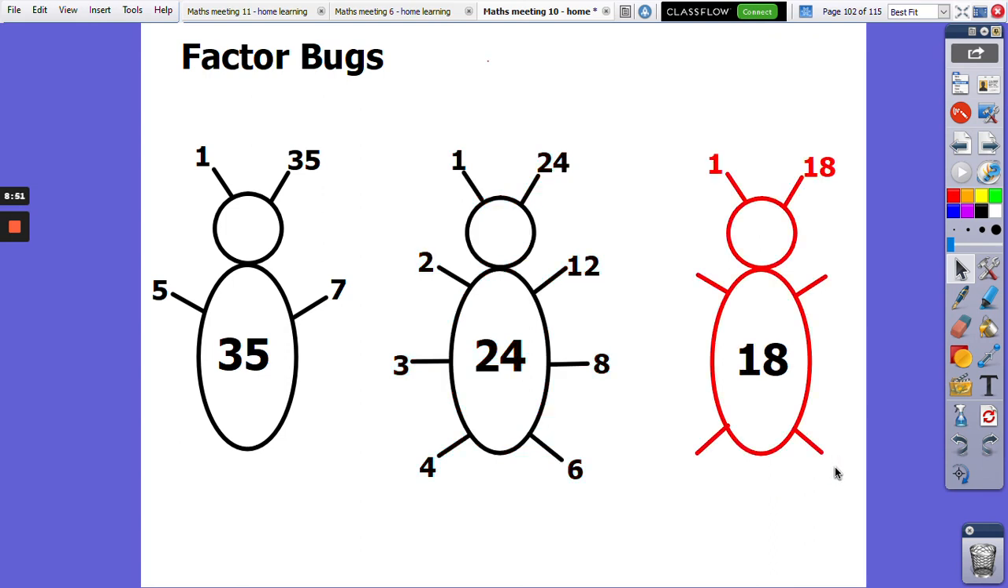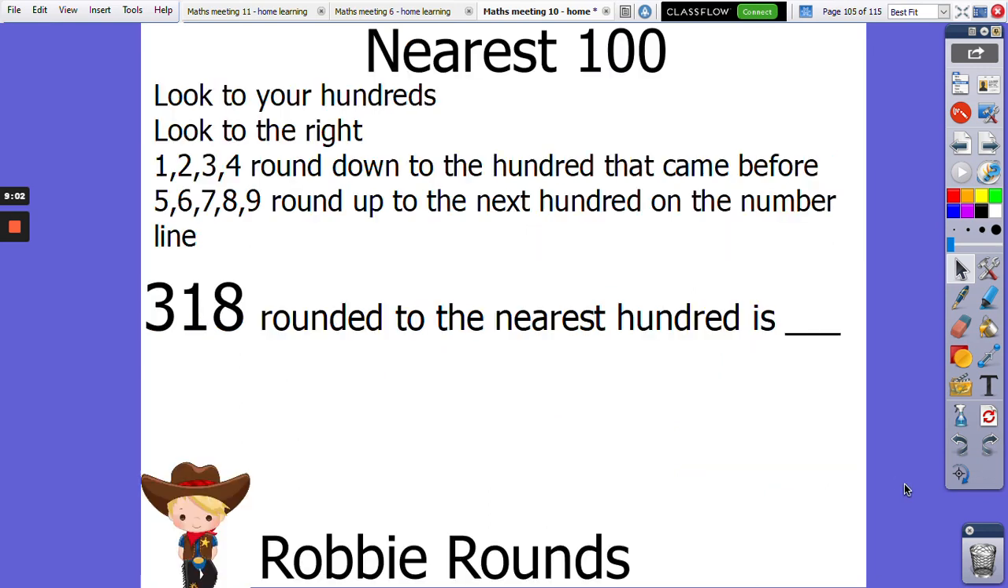We've got 18 now. So we've got 1 and 18. 1 multiplied by 18 equals 18. 2 and 9. 3 and 6. Well done, you've got all 3 of those factor bugs correct.